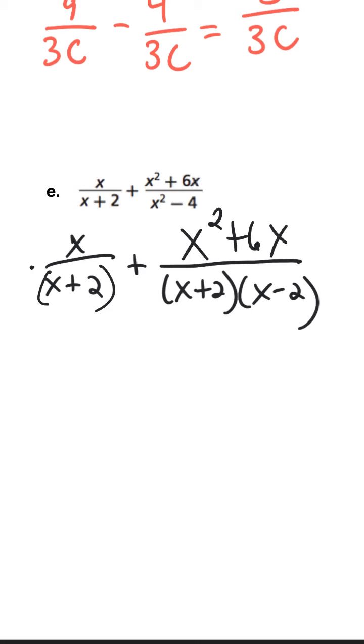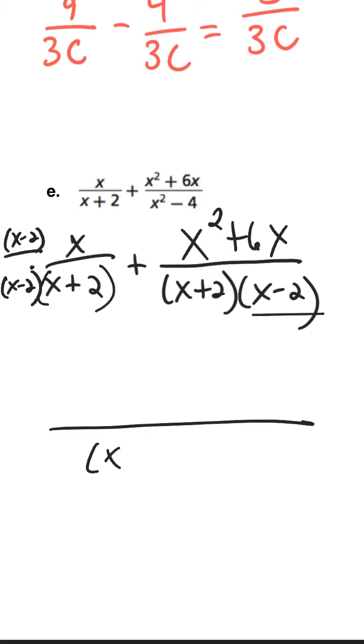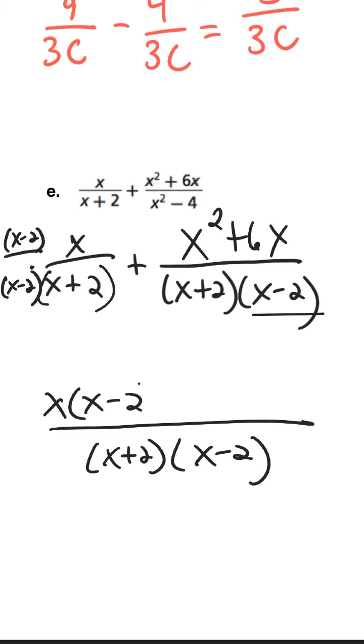Okay, so if I'm looking at the bottom, I could have common denominators if I multiply the top and bottom of my fraction on the left by x minus 2. So I'm going to do x minus 2 over x minus 2. This will allow me to have that common denominator, which is x plus 2 times x minus 2. If I were to combine the tops, there's my first one. Here's my second one.